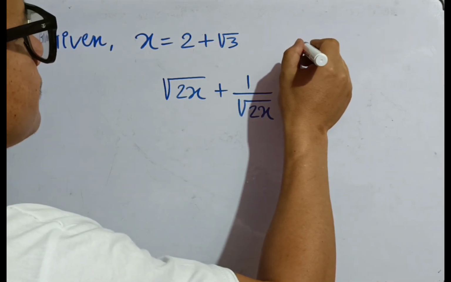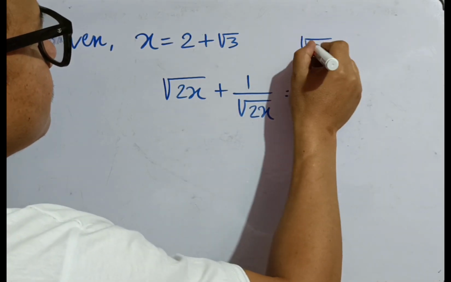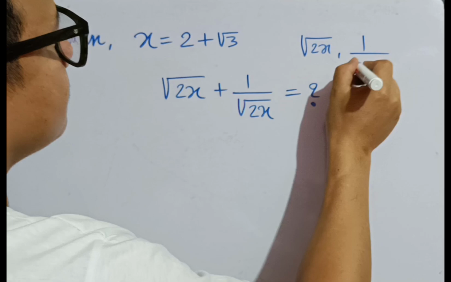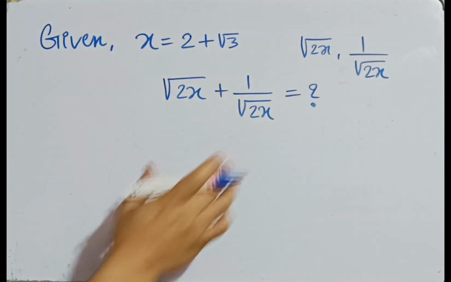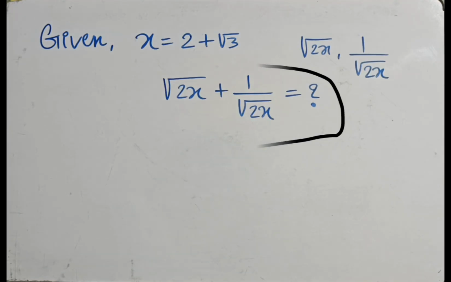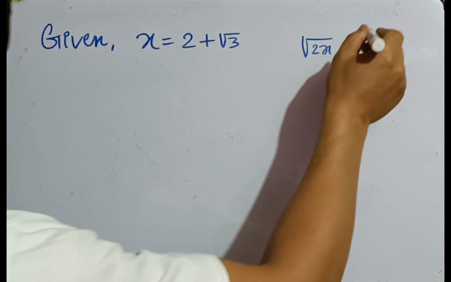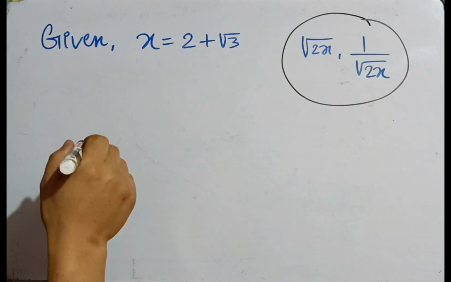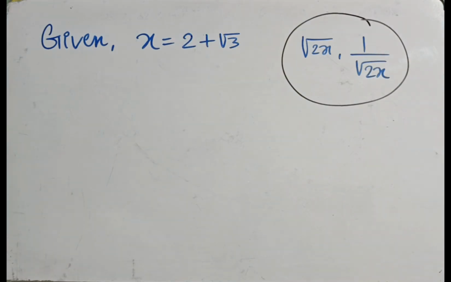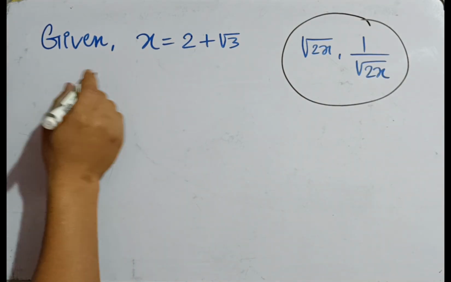So, from the given value of x, first of all, we have to calculate the value of root 2x and then the value of 1 upon root 2x. And then we can substitute their values here to calculate the value of this expression. So first of all, let us calculate the values of root 2x and 1 upon root 2x. Here, x is given, that is 2 plus root 3.